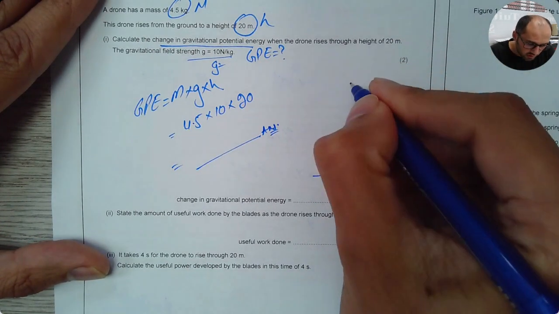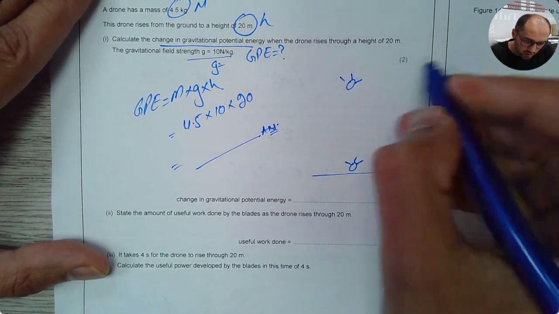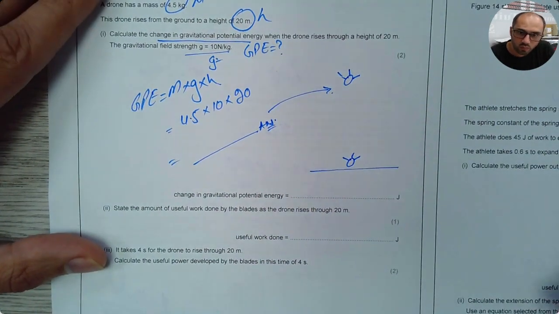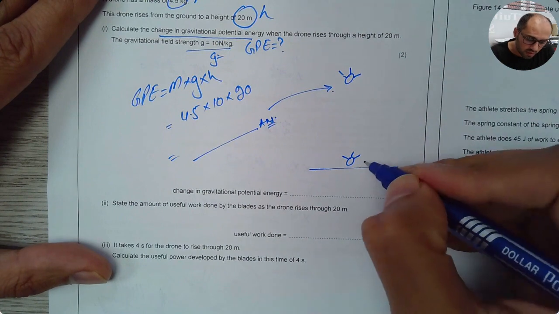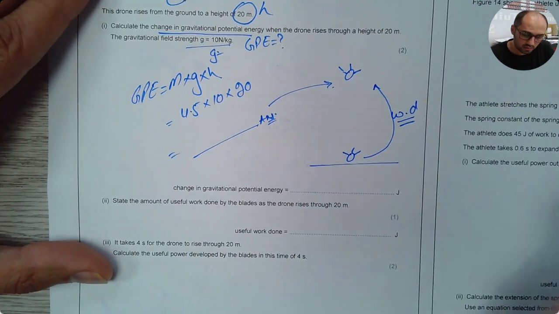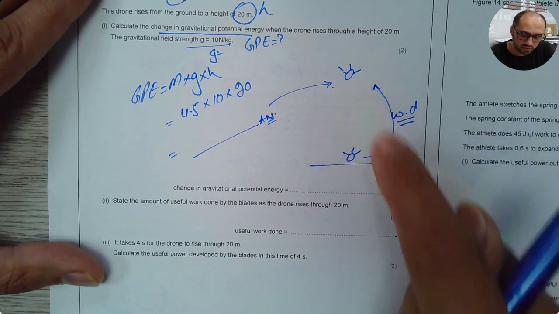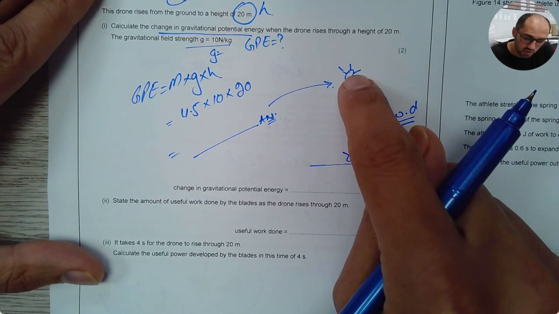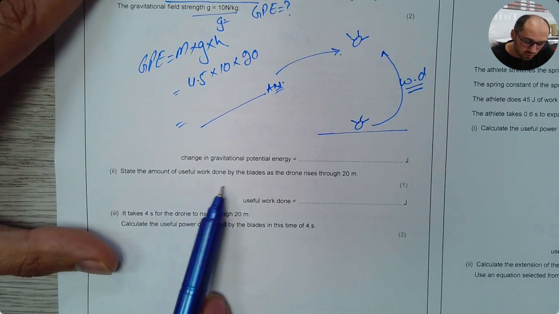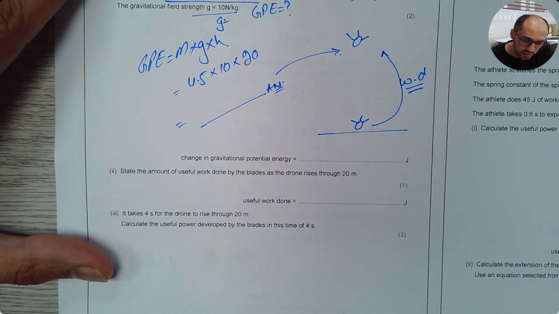Now the drone is at this height. So when it is at this height, it will have this much GPE. Where did that GPE come from? We can say this was the work done on the drone that raised its energy from 0 GPE to this much GPE.